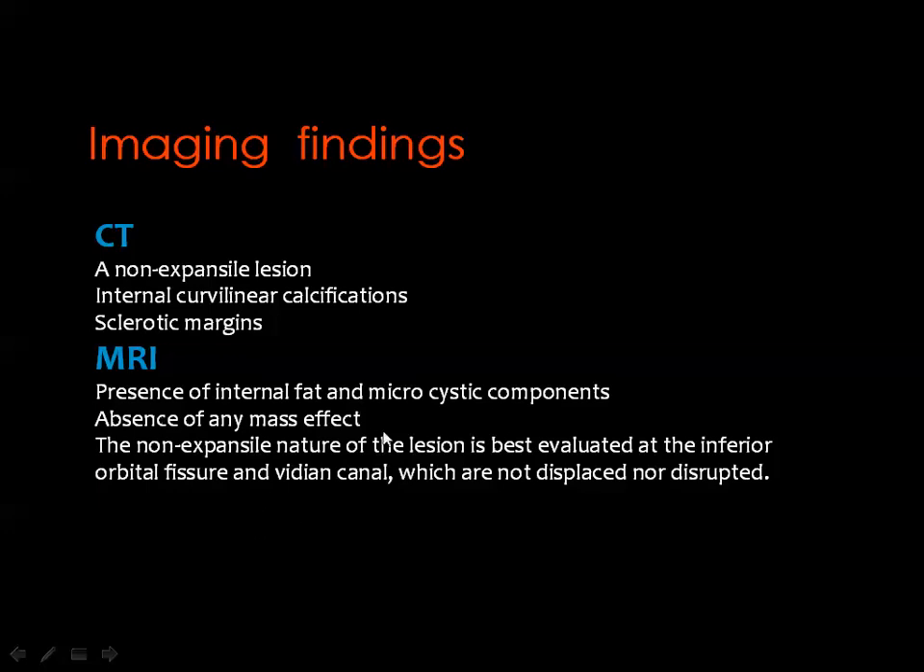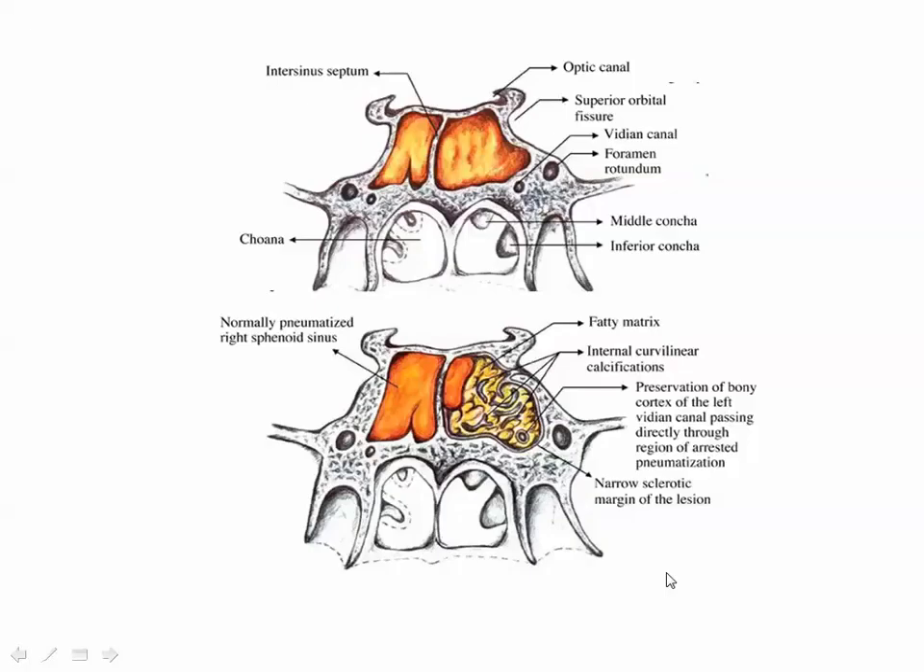There is absence of any mass effect and no expansion. This lesion is not an expanding lesion. Also, you can see the basal skull foramina, which are not displaced or disrupted. And this is what we mean by arrested pneumatization.